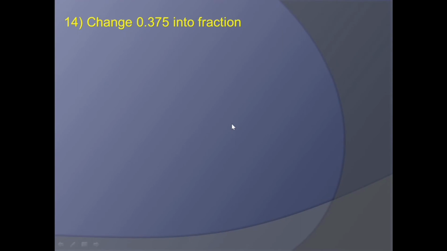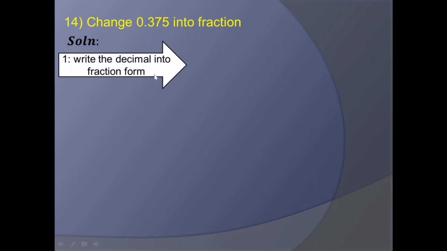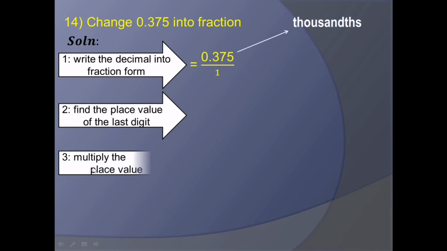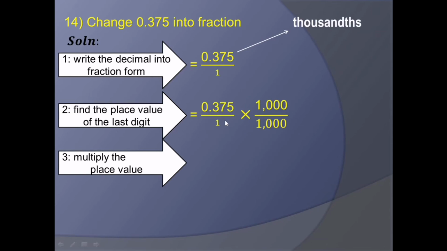Okay, let's proceed with the same kind of problem, and that is about converting 0.375 into a fraction. The first step is to write the decimal in fraction form, so 0.375 over 1. Then find the place value of the last digit: tens, hundreds, thousands, so that is thousands. Multiply by the place value, 1000, so 0.375 over 1 times 1000 over 1000, the same process. Then, of course, that is 375 over 1000.